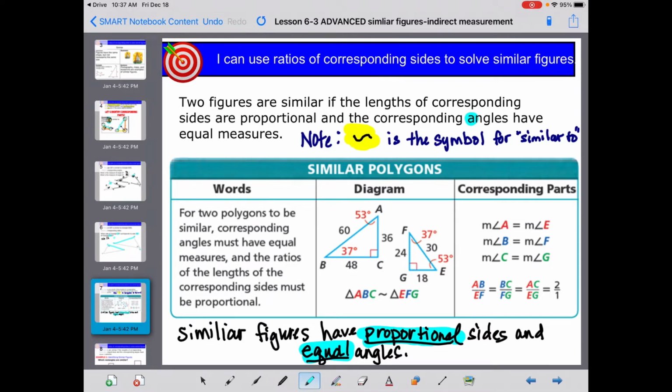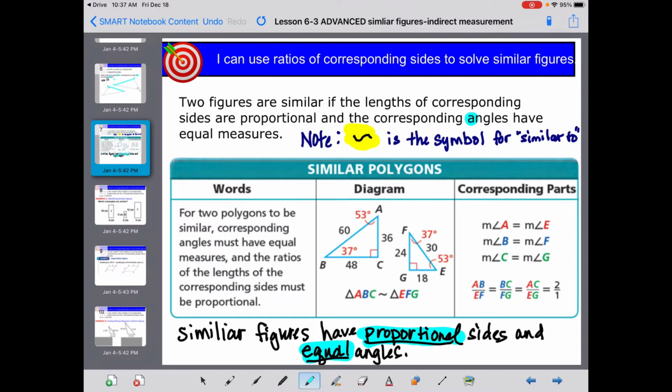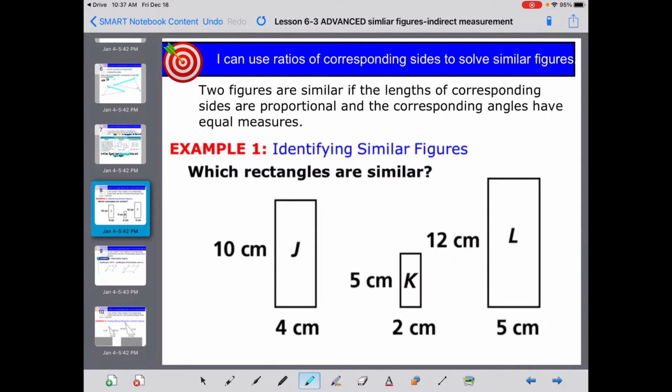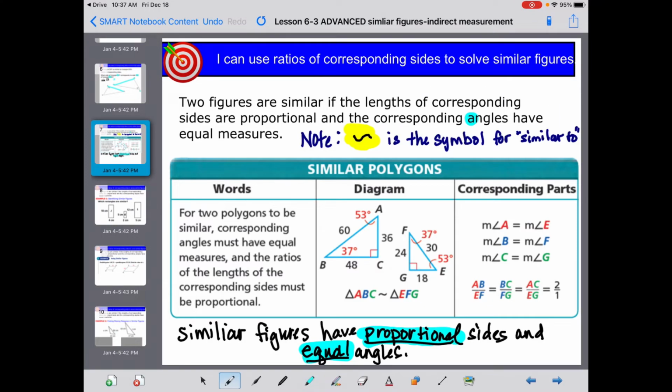Well, proportions, we know how to solve those. So guess what we're going to do? First, before I go on, do you see this little squiggly line? That is the sign for similar to.